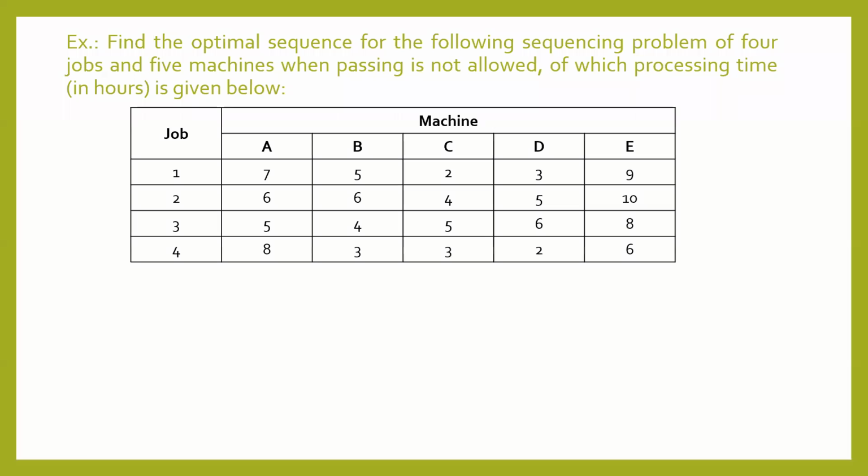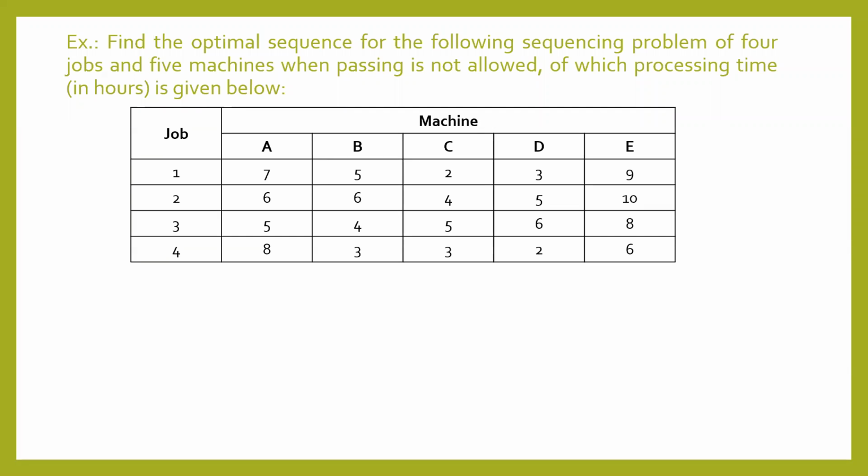Now in this example, if you look at the problem, the jobs are mentioned along the first column, and the machines are in the columns. So we have machines A, B, C, D, and E, and we have jobs 1, 2, 3, and 4. Actually this has to be rearranged so that I can put jobs 1, 2, 3, 4 as the column headings and the machines along the row headings.